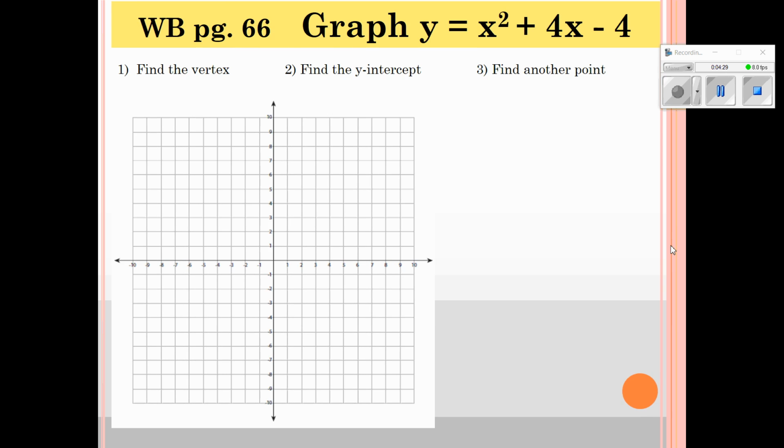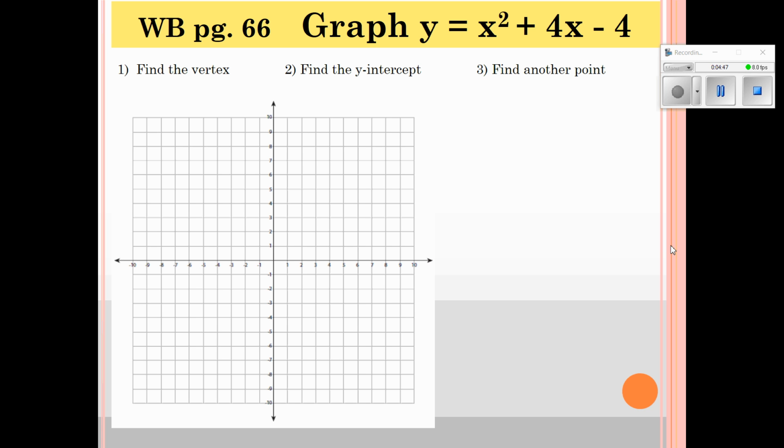Okay, so there are our 3 steps. Find the vertex and graph it, find the y-intercept and reflect it, and find one more point. This one is one of your practices on page 66. So if you wanted to start looking at the examples on page 66, this is the first one.